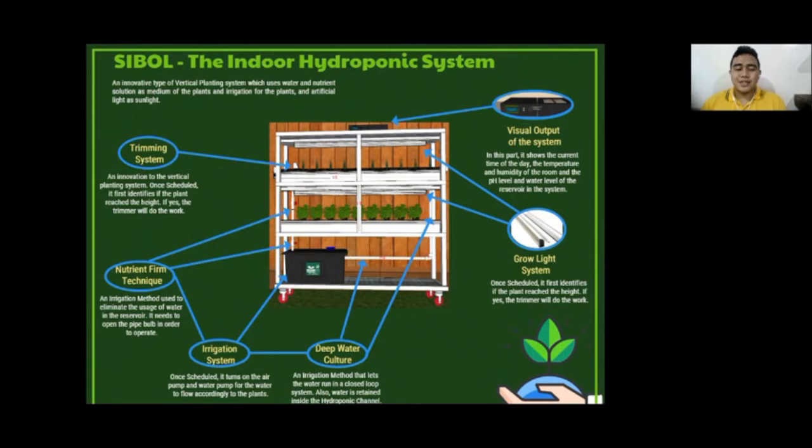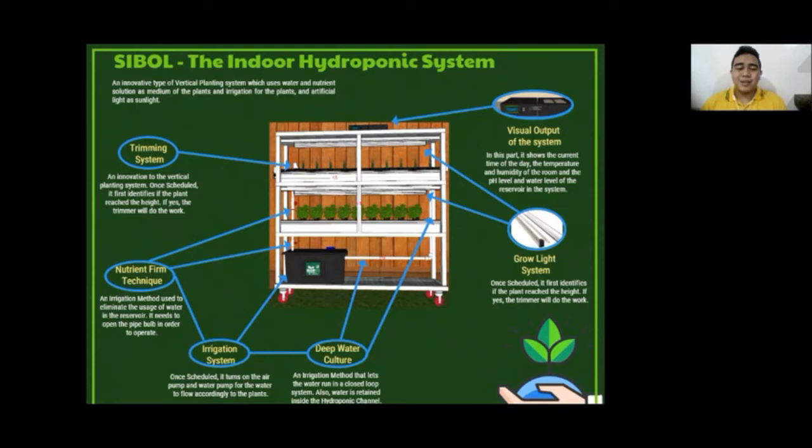The grow light system uses 2 three-feet T5 fluorescent lights for each pot rack. This is an alternative to the sunlight needed by a plant. Lighting is also scheduled depending on the input of the user.